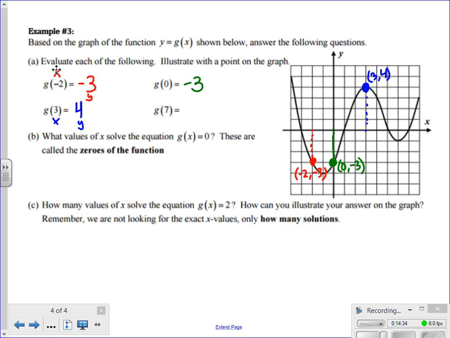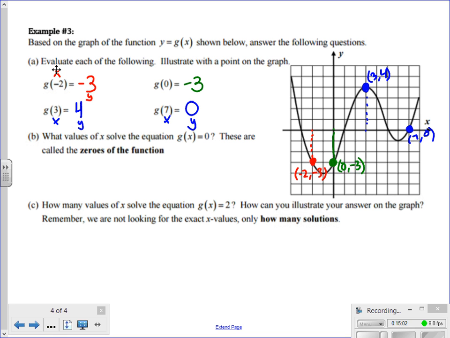Finally, g of 7. I go down to my graph here and get a point. Oh, I think I counted wrong. 1, 2, 3, 4, 5, 6. I did. g of 7. Well, looks like the graph actually crosses right there. I don't have to move up or down. So that x value is 7, and since I didn't move up or down, the output is 0. So I had an x of 7, a y of 0.